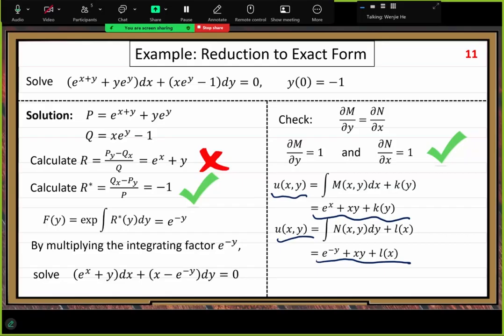The shortcut is when you write a u function, you collect the terms that appear in these two functions. So e to the x appears, so you need to include this term. xy appears, you only include it once. e to the negative y, this you include. So you need to write these three terms in your u function. The remaining part, that's constant c. So that's the shortcut way.